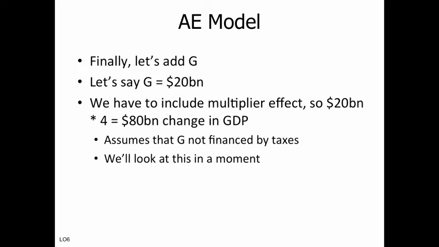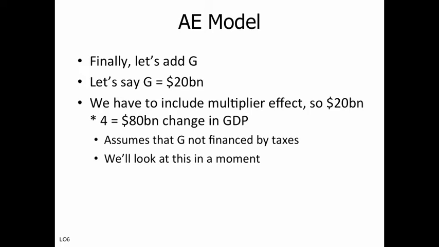So let's say right now government spending is $20 billion. So what would that do? Well, that's an increase in spending. So when we add that to the model, we'll see the spending line shift up by $20 billion. We know that will increase real GDP, because again, real GDP is a function of the four levels of spending.